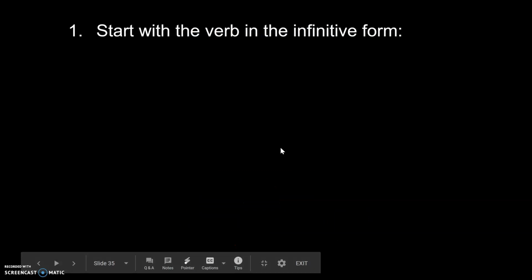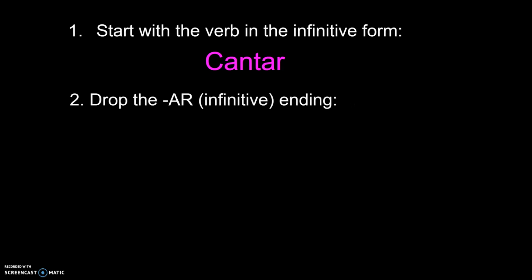So start with the verb in the infinitive form. Okay, so let's take the verb cantar, which means what, clase? We learned this yesterday. To sing. Muy bien. So, we have the verb cantar. That's what the action is, to sing. Now, you're going to drop off the AR ending, and that leaves you with the base of the verb, which is cant, C-A-N-T.